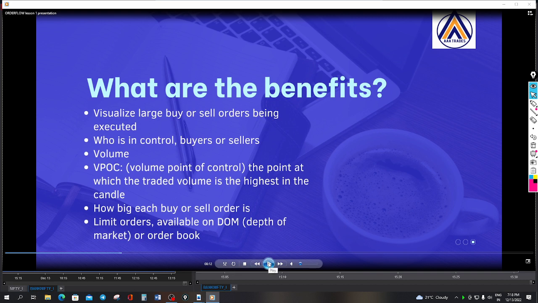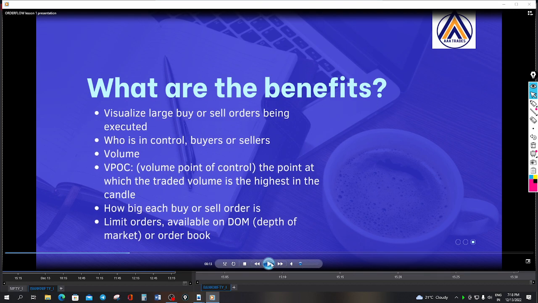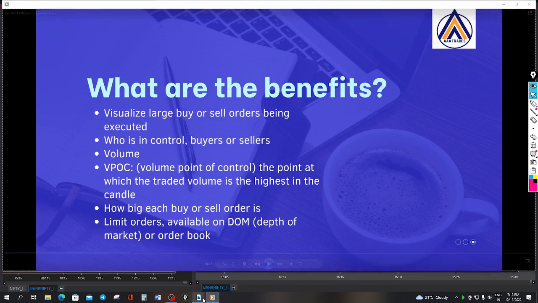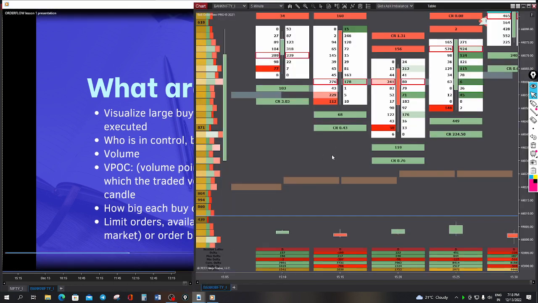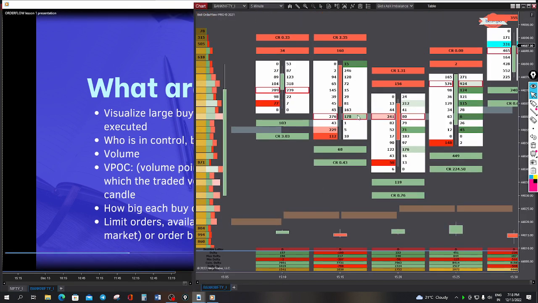Volume point of control. VPOC is volume point of control, the point at which the traded volume is the highest in the candle. I will show you what it is. This is the point of control here.